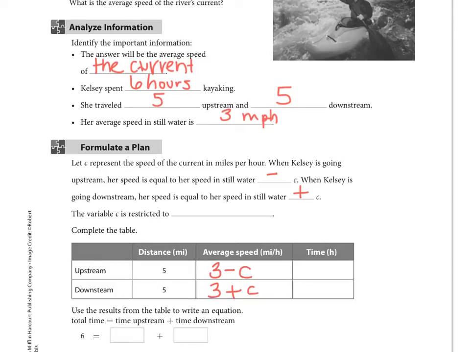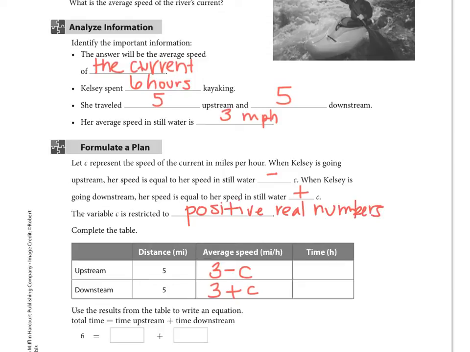Now, it is important to note that my variable C, my speed, is restricted to positive real numbers. So that means I cannot have a negative speed. My speed can only be positive, and it must be a real number. It cannot be an imaginary number.